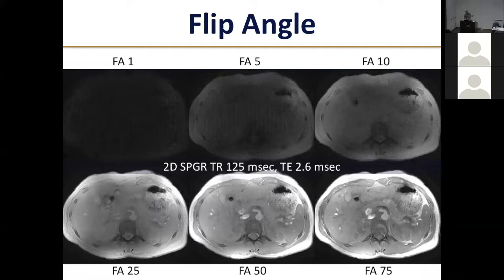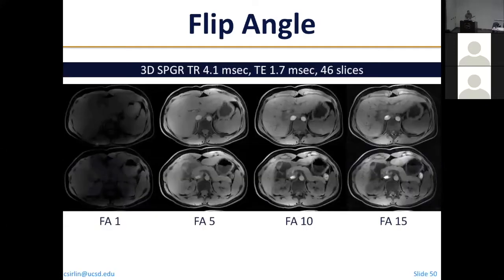Because this is a longer TR, notice that these flip angles have a broader range. This one is going all the way to a flip angle of 75. With the 3D sequence, which has a shorter TR, 4 milliseconds, notice that our flip angle range is lower. This particular case only goes to 15. Now, for those of you who are not following all these details, don't worry so much. Just know that different sequences have their own flip angle ranges. And earlier I was showing you one flip angle range, now I'm showing you another flip angle range.